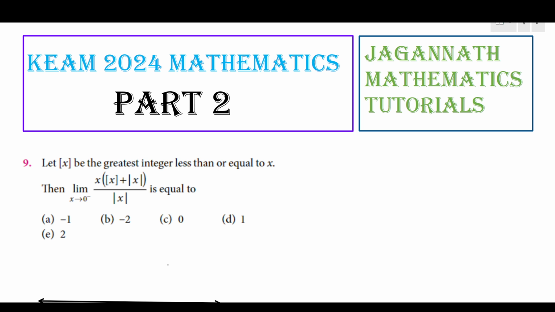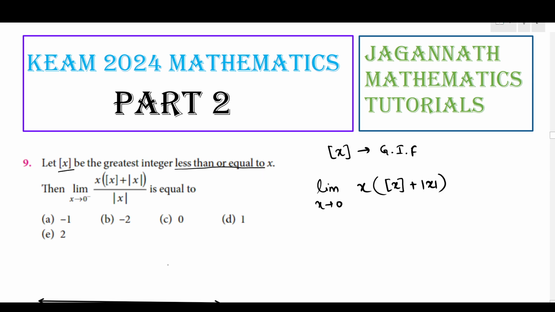So the first question is, let this be the greatest integer function, right? Let this be the greatest integer less than or equal to x, then limit x tending to 0 of x times the greatest integer of x plus modulus of x, whole divided by mod x is equal to, they are asking you, giving these 5 options, right? So how to approach this?